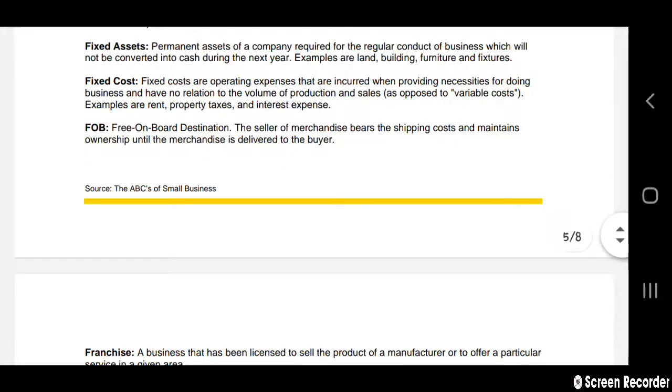Next, fixed cost of operating expenses. They are the operating expenses that are incurred when providing necessities for doing business and have no relation to the volume of production and sales, for example rent, property taxes, interest expenses. Next, FOB, free on board destination. The seller of merchandise bears the shipping cost and maintains ownership until the merchandise is delivered to the buyer, is called free on board destination.